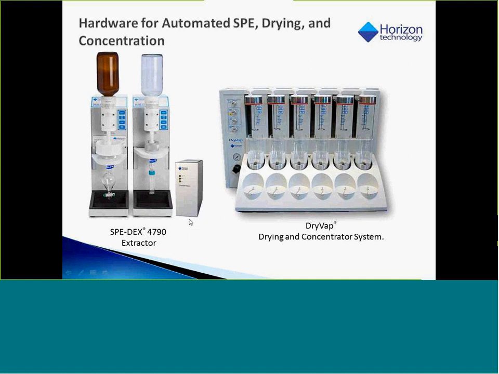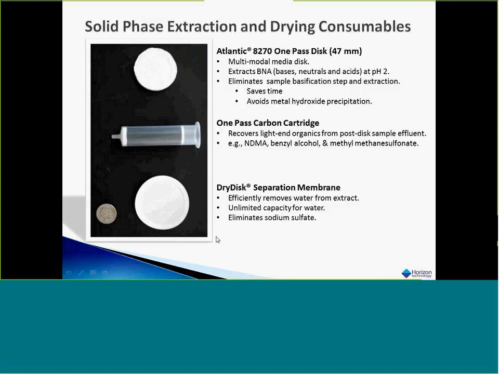The SPE-DEX 4790 extractor was used with discs to extract the wastewater, and then the Dry-Vap was used to dry the samples, removing any excess water, and also evaporating them. Now, we've replaced the SPE-DEX 4790 automation system with the SPE-DEX 5000. It's a new system that's been out about 6-8 months. And it shouldn't make any difference. You should be able to use either one because it's only a form of automation. We haven't changed the chemistry or the chemicals that are involved in the methodology. So that's not an issue.